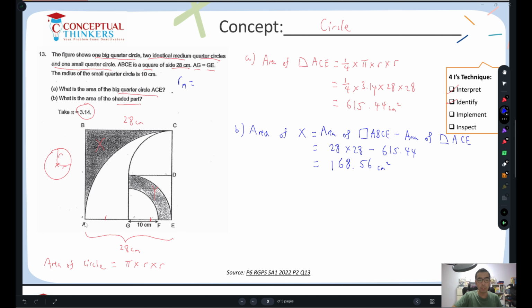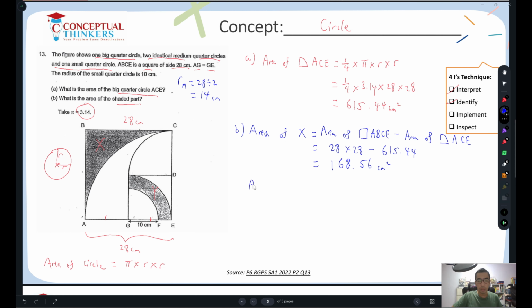So they actually cut AE, which is basically 28. So I can take 28 divided by 2 to get GE. So I get 28 divided by 2, which is 14 cm. So I already get the radius for that. In terms of the radius for the small one, it is already given to us as 10 cm.